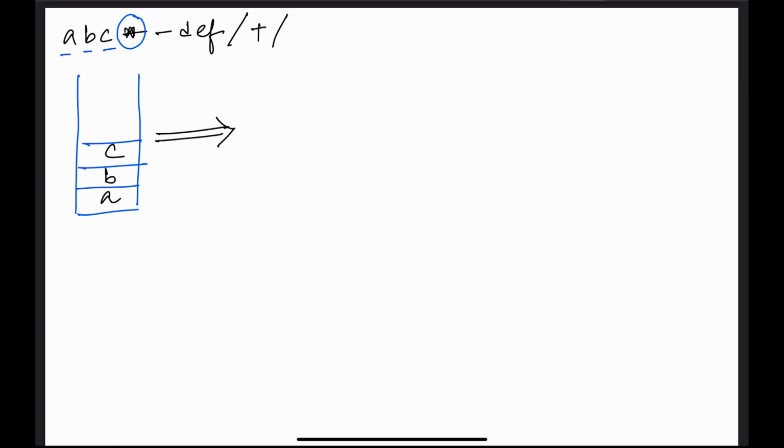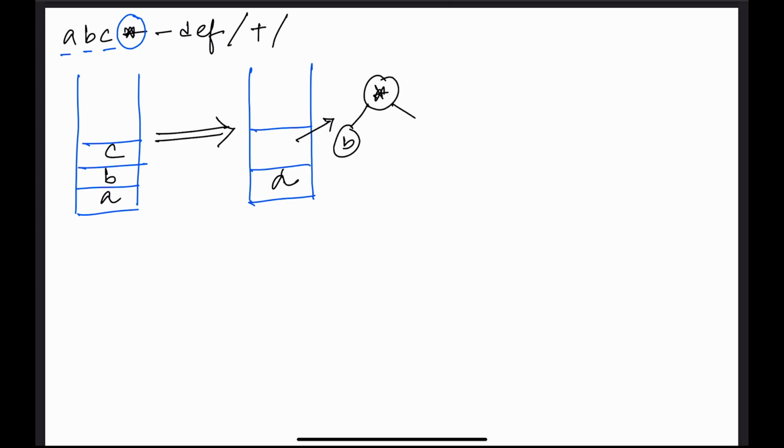So now the stack would be like this, and a would be here. What will happen here? It would be asterisk b and c. Correct. Now the stack will go like this.